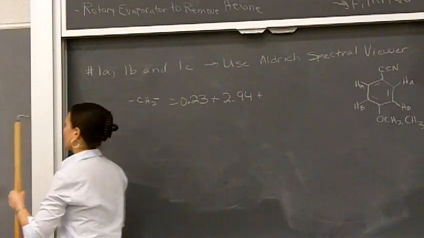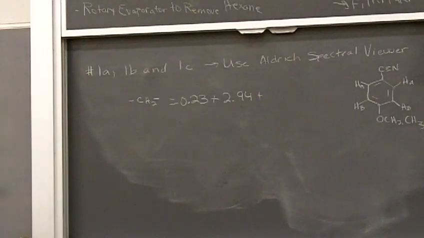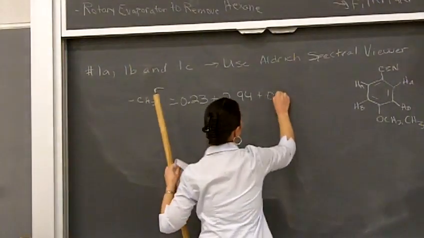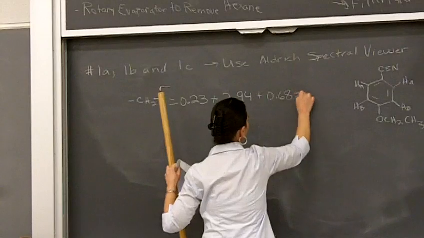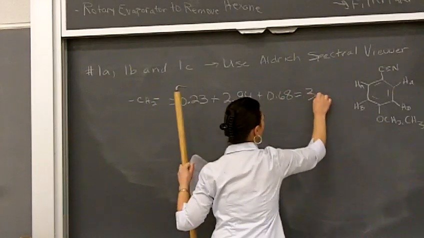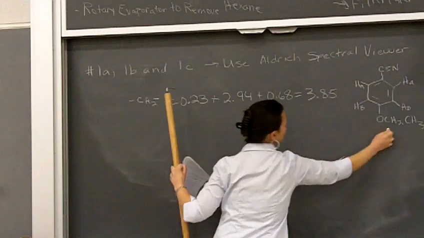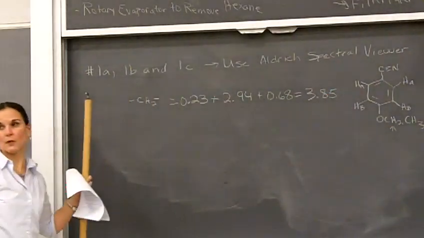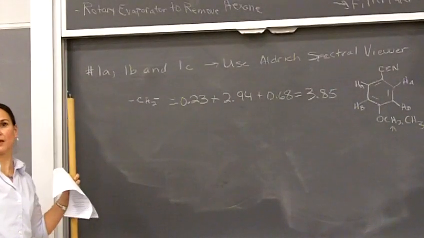The other piece that we've got to look at is what happens when you have a methyl group on it, a CH3 group. And that changes it by 0.68. So we're going to add that to it. And so our calculated chemical shift comes up to be 3.85 for this set of protons right there. All right? Everyone good with using that table?